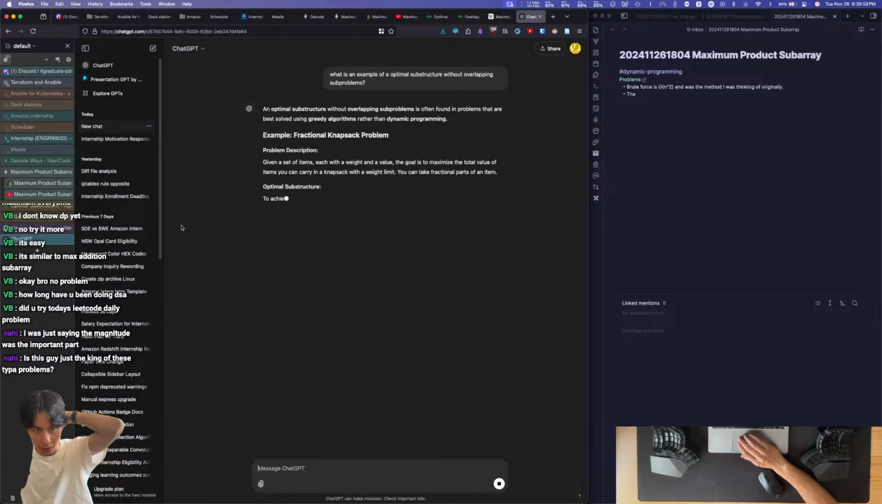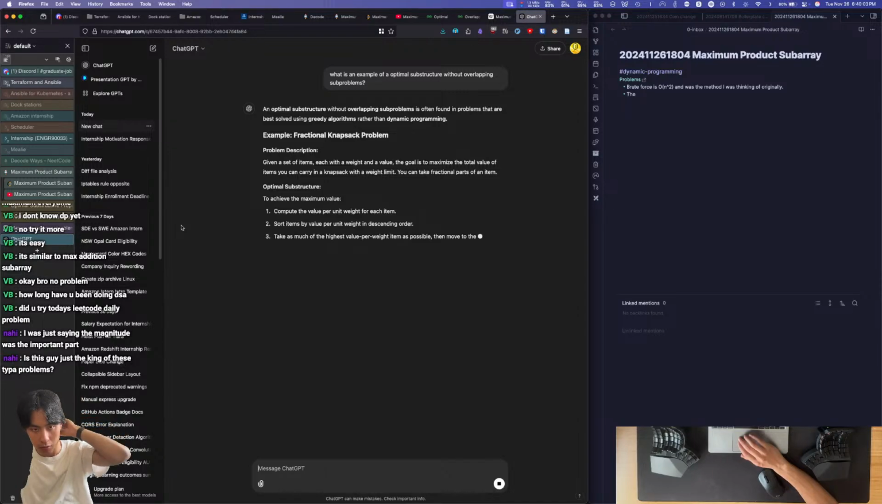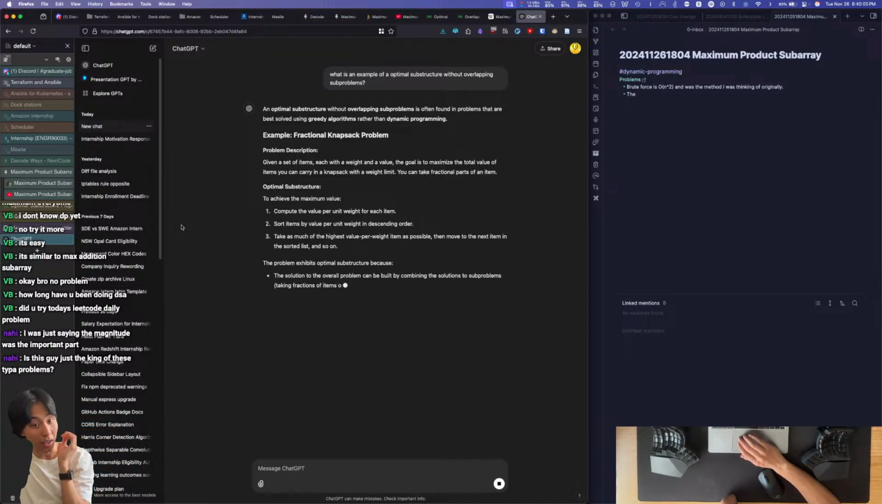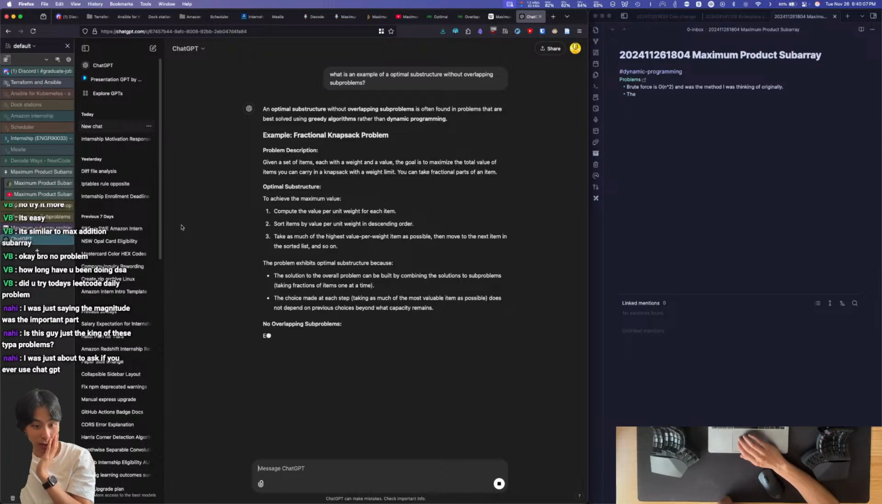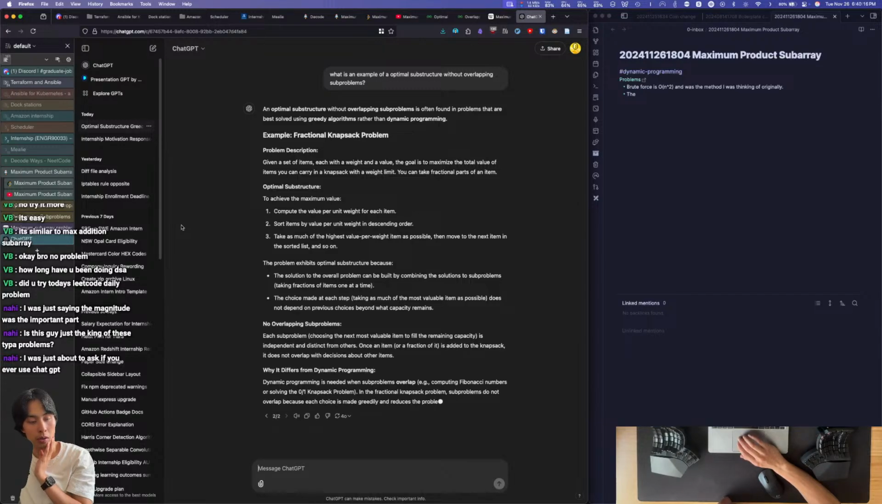And problems that are best solved using greedy algorithms. Okay. So this is kind of like a natural follow-up when I get to greedy algorithms.